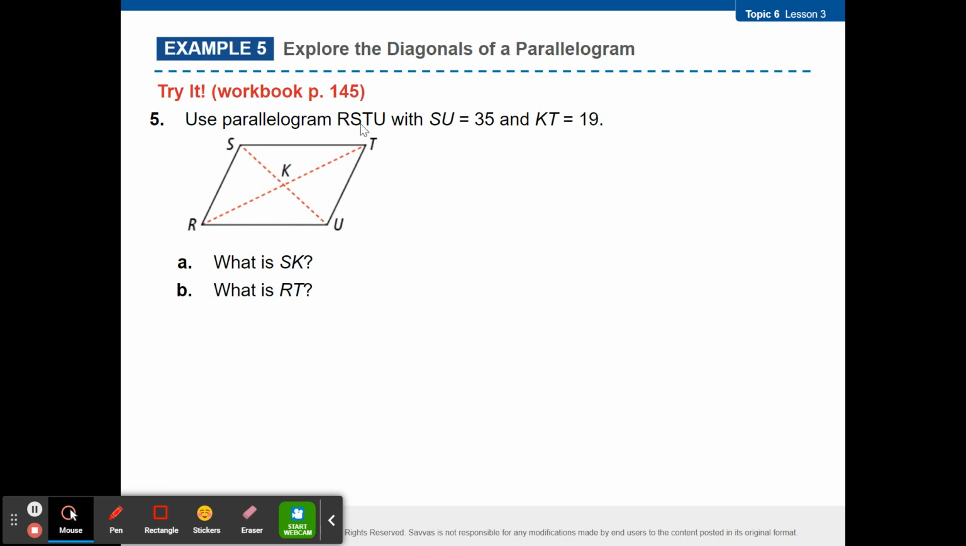All right, so try 5. Use parallelogram RSTU with SU as 35, so the entire thing is 35, just 35. And KT, just this small part right here, is 19. So what is SK and what is RT? Go ahead. Good job. And how about RT? 38. So these split, divide that one by 2, multiply that one by 2.